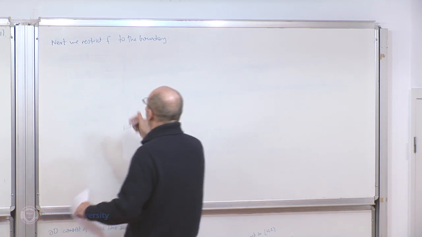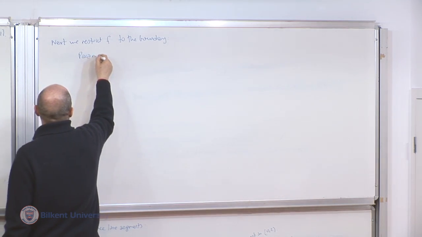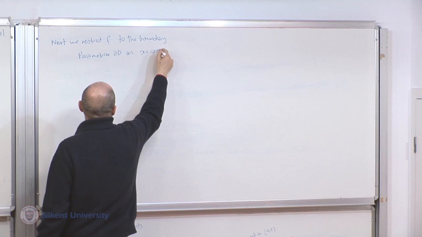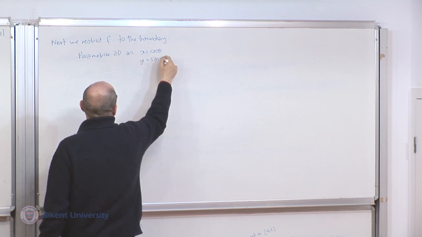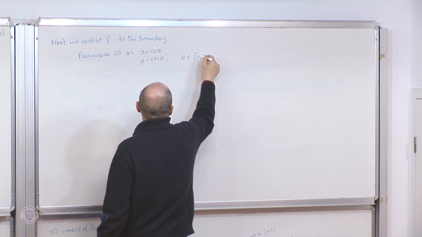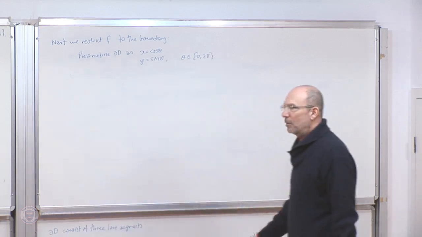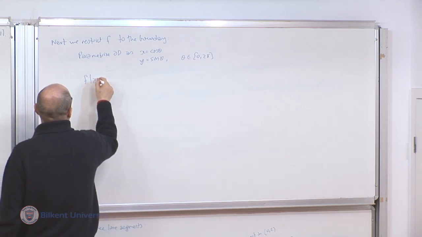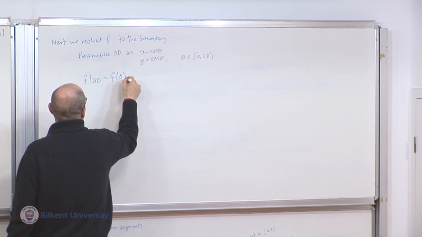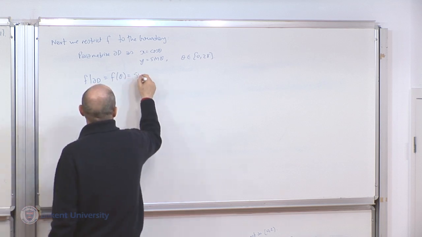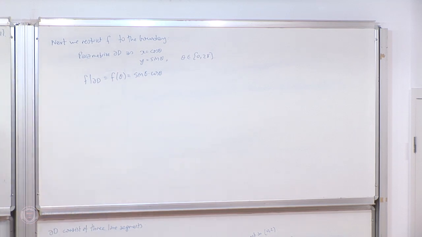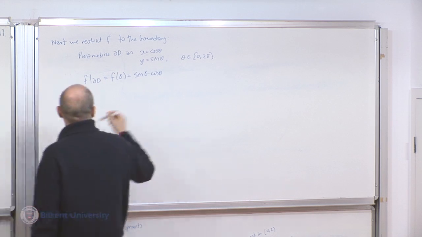Okay, so on the boundary, parameterize boundary of D as x equals cosine theta, y equals sine theta, and theta is in, say, 0 to pi. Okay. So f restricted to boundary of D becomes f of theta, and this is just sine theta cos theta. On the boundary, this is 0, so your function is just x times y.